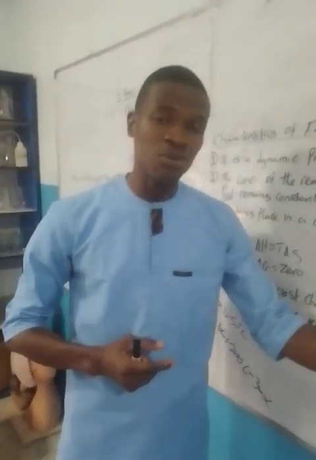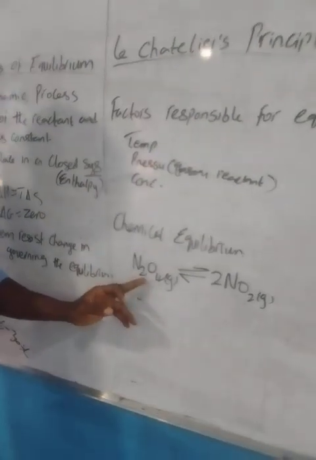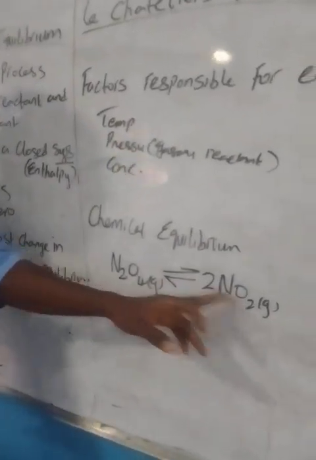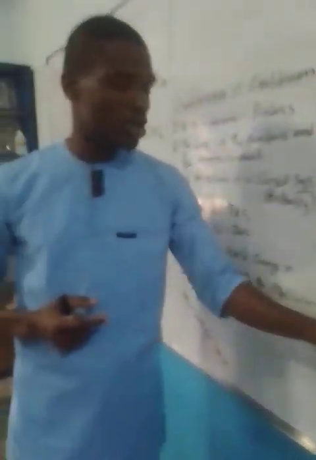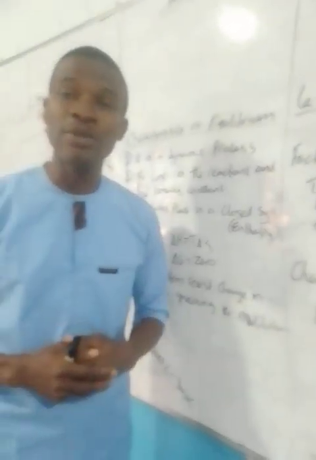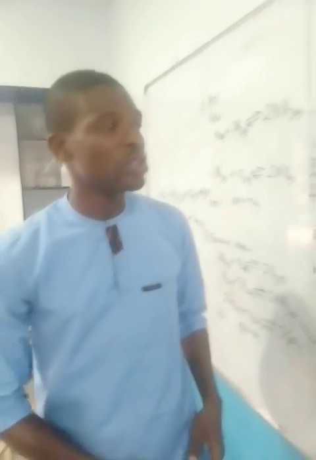Under temperature, you can see that this chemical equilibrium we are talking about is a reversible process. N2O4 goes forward to give you NO2, and NO2 also goes back to give N2O4. So the reaction is in a closed system. For a chemical equilibrium, it ought to be in a closed system.